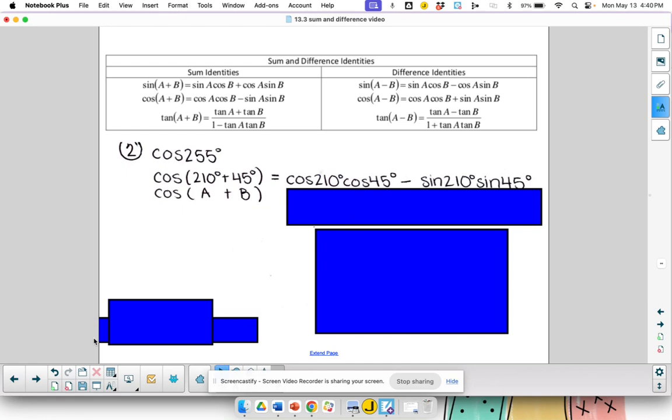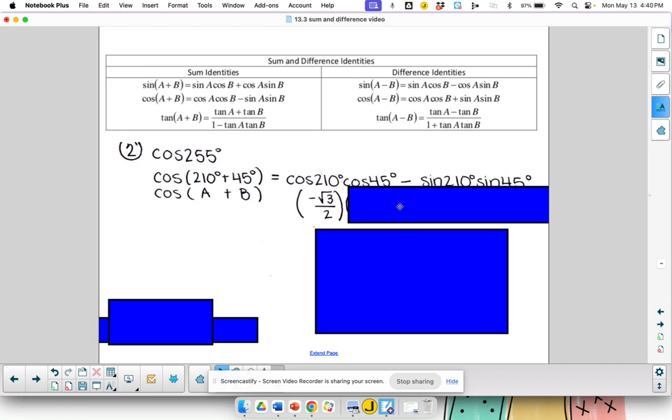So now here's where you have to be careful. 210 is in quadrant 3. So all students take calculus. Tangent is positive in quadrant 3. Cosine is negative. Sine is negative. So as I go to do cosine of 210, I have to ask myself, what's the reference angle, which is 30. And then I'm in quadrant 3, so it's negative. So cosine of 210 is negative root 3 over 2.